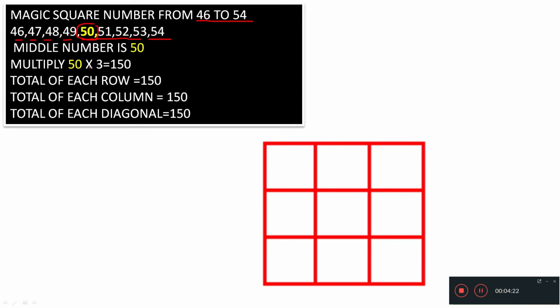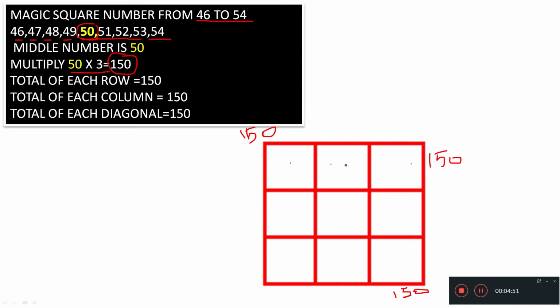So the middle number should be multiplied by 3 because we have 3 boxes in each row. So 50 3s are 150. So the total should come 150. Each row total should be 150. Each column also the total should be 150. Diagonally also it should be 150. Each column 150. Each row 150. Each diagonal is also 150.